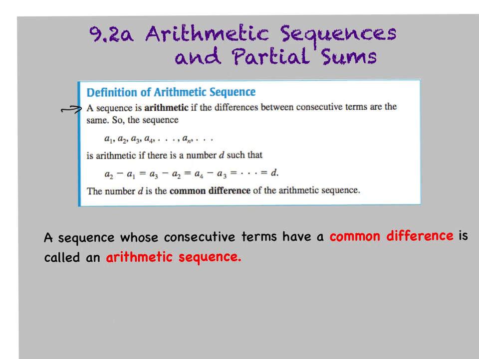A sequence is arithmetic if the differences between consecutive terms are the same. So the sequence is arithmetic if there is a number d such that when you subtract the next term minus the previous term, and so forth, you get the same number. That number d is the common difference of the arithmetic sequence.